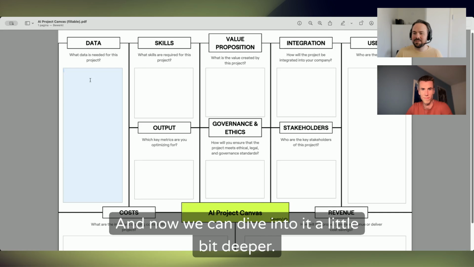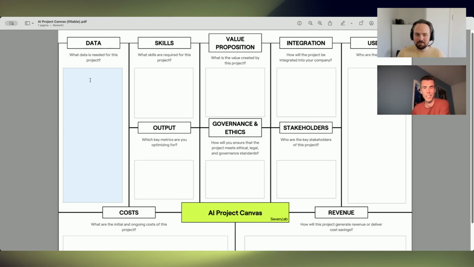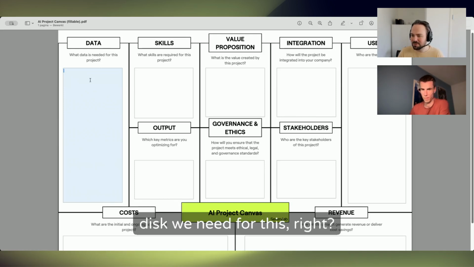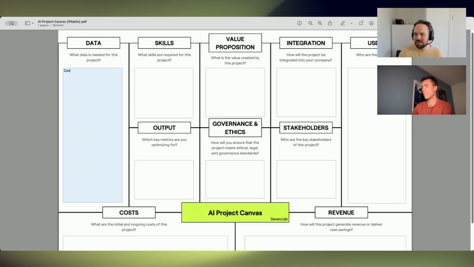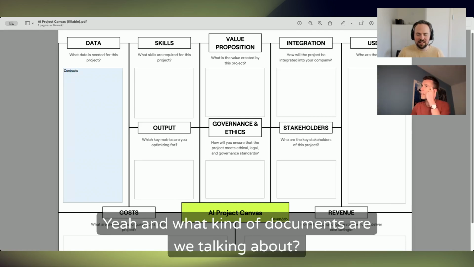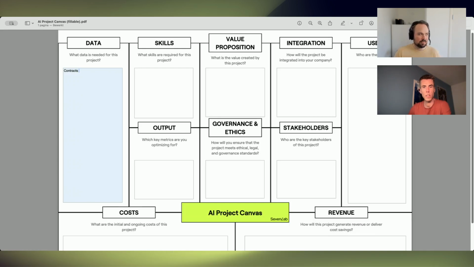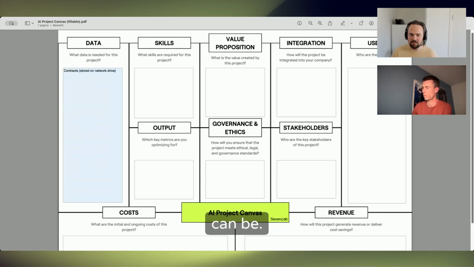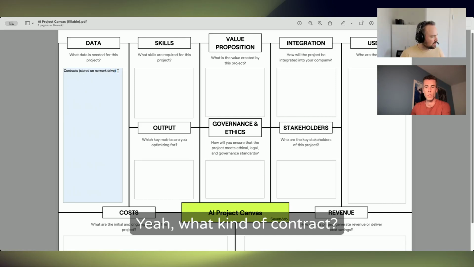And now we can dive into it a little bit deeper. So in regards to data, I think it's mainly the contracts on the network disk we need for this, right? Yeah. And what kind of documents are we talking about? Yeah, so these can be maintenance contracts.